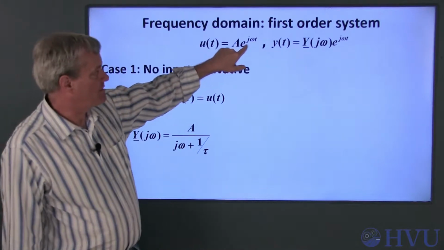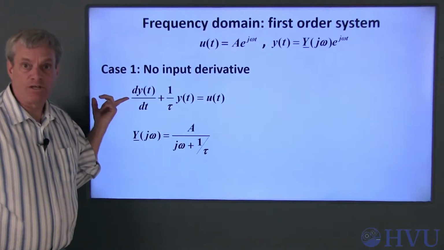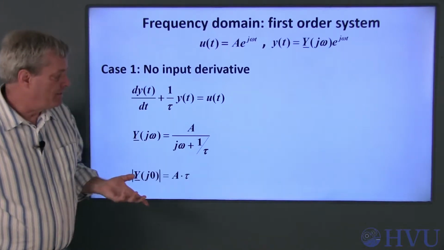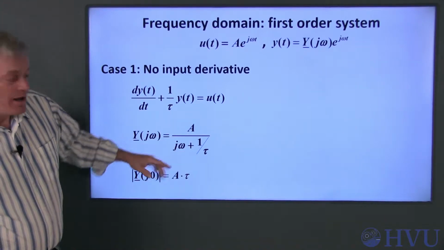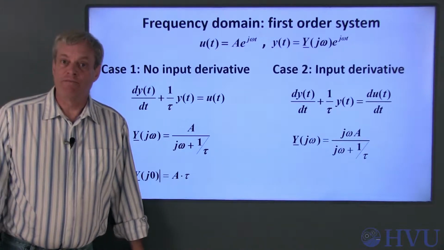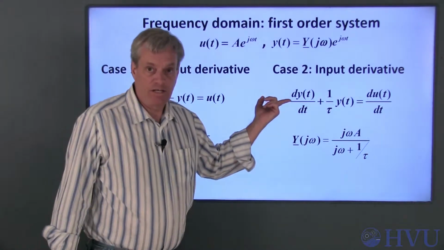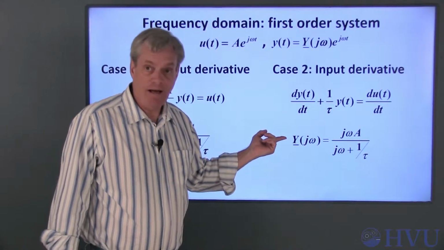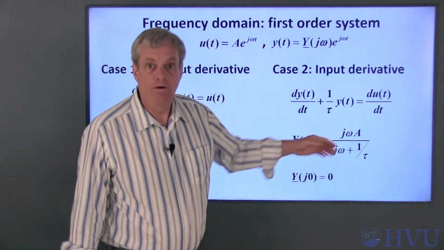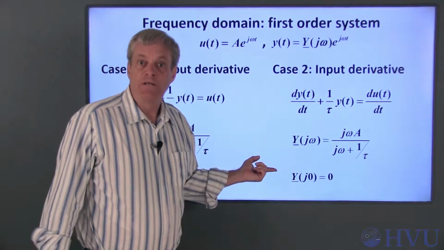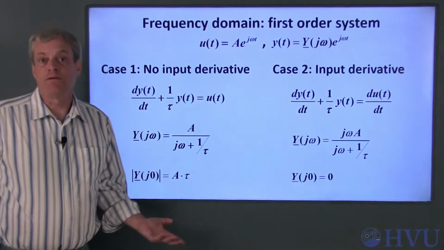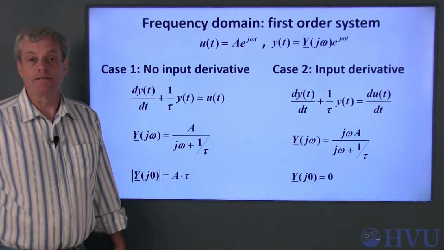If we substitute this input and output into this differential equation, we get this frequency response. For a constant input, the frequency is 0, and this is the response. For a system with derivative input terms, this is the governing differential equation, and the frequency response is this. Evaluating this at omega equals 0 tells us that the magnitude of the output is 0 at low frequencies. Both of these are consistent with what we got for our time domain analysis.